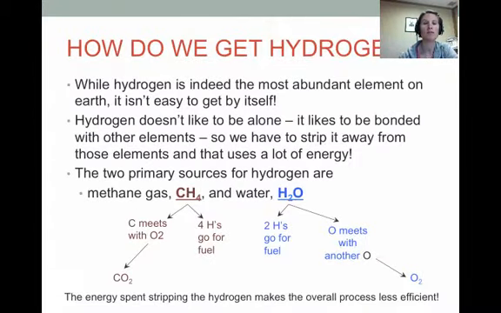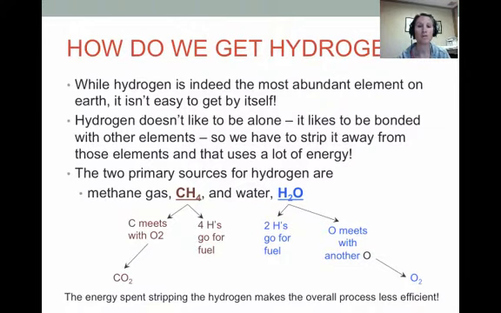Now, the problem is getting the fuel for fuel cells, getting that hydrogen. Because while it's the most abundant element on Earth, it isn't easy to get by itself. It doesn't like to be a loner. It likes to be attached to other atoms. And so what we end up having to do is strip it off other things. And in order to strip it off of other molecules, that takes energy. So we have to put energy into it. And so that kind of takes away from how efficient it is. The two primary areas that we pull hydrogen from are from methane gas, that brown one there, CH4, and also from water.